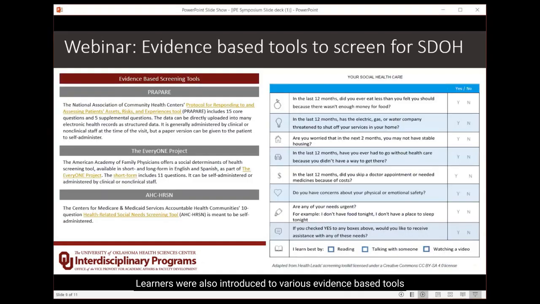Learners were also introduced to various evidence-based tools that can be used to screen patients for issues related to the social determinants. And those included the PREPARE tool from the National Association of Community Health Centers, a tool from the American Academy of Family Physicians, a screening tool from the Centers for Medicare and Medicaid Services, and a sample screening form that's being piloted by faculty here at the OU Health Science Center.